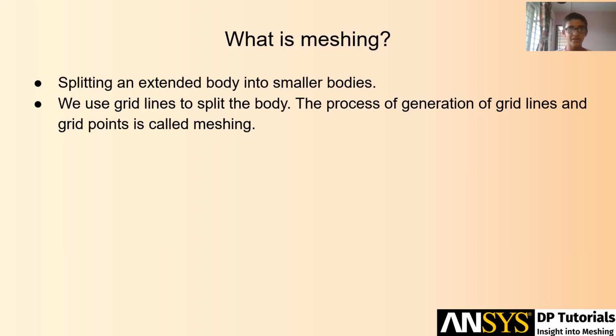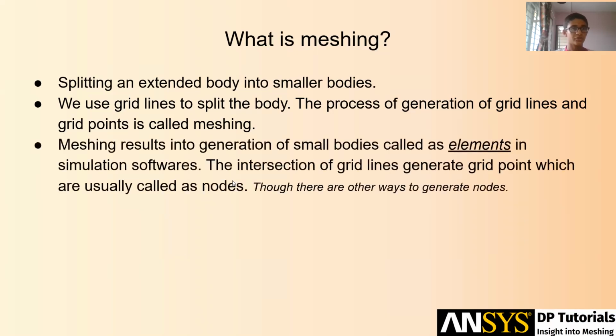What are the grid points over here? The grid points are the intersection points where the grid lines are intersecting, right? So the meshing results in the generation of small bodies, which are called elements. This is the first terminology for you, elements, and this is the terminology used in simulation software. The intersections of the grid lines, which generate the grid points, are usually called nodes in simulation software terminology. So there are two things we need: we need elements and we need nodes.